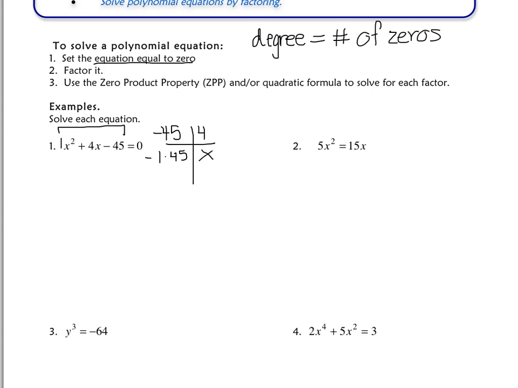This doesn't work. 2 doesn't go in there. 3 and 15. And again, the smaller of the two would be negative. That does not add up to 4. 4 doesn't go in there. 5 goes in there 9 times. The 5 would have to be negative, and this does add up to 4.